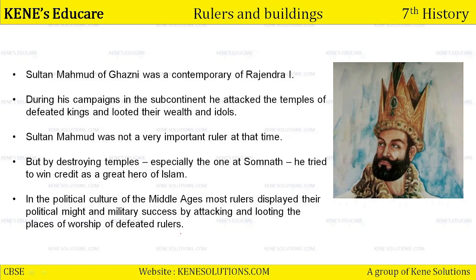Now, a very interesting point is that Sultan Mahmud of Ghazni was a contemporary of Rajendra I. During his campaigns in the subcontinent, he attacked the temples of defeated kings and looted their wealth and idols. Sultan Mahmud was not a very important ruler at that point of time, but by destroying temples, especially the one at Somnath, the most beautiful, the golden beauty of India, he tried to win credit as a great hero of Islam.